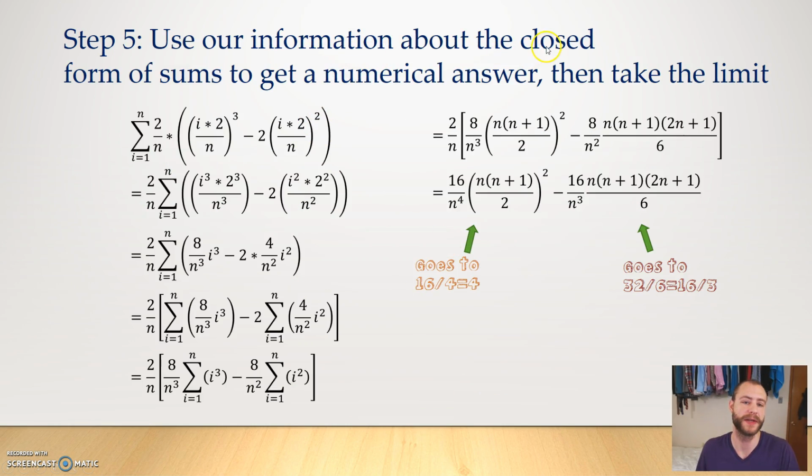Now, step 5, use our information with the closed form of sums to get a numerical answer, and then we take the limit as n goes to infinity. Obviously this value here is not the answer. We have to evaluate the sum. So hopefully it's an easy enough function that we can evaluate the sum. Otherwise it's really difficult.